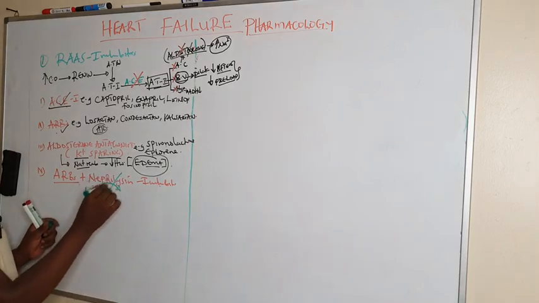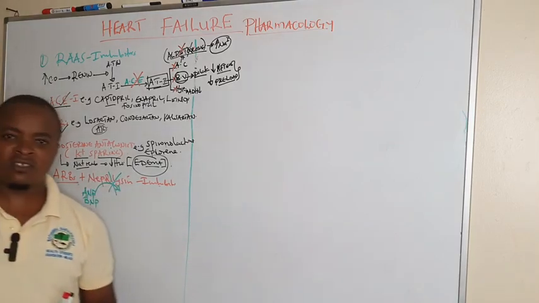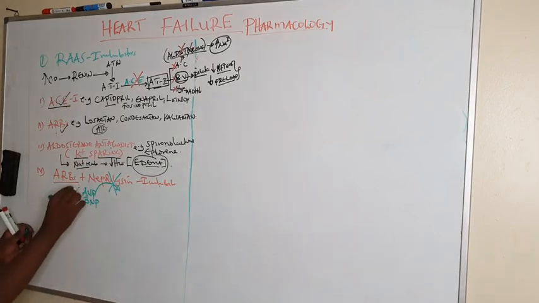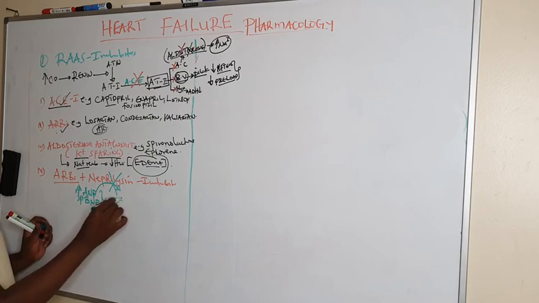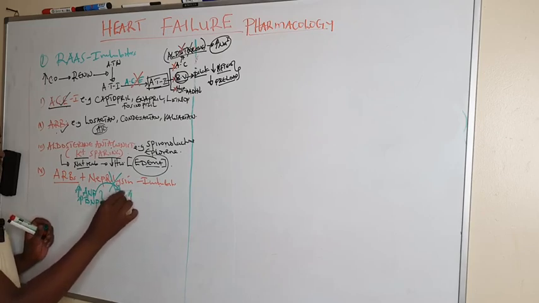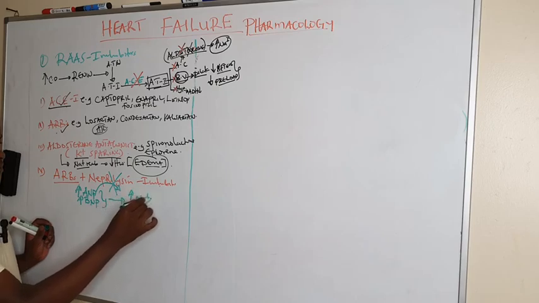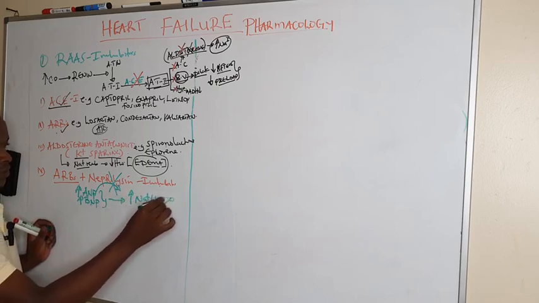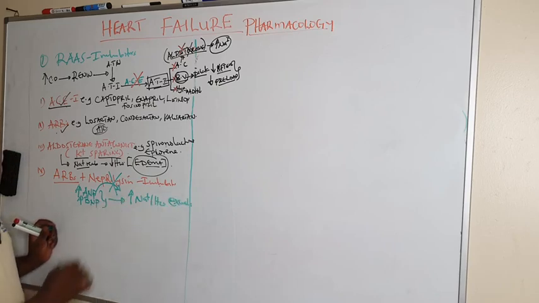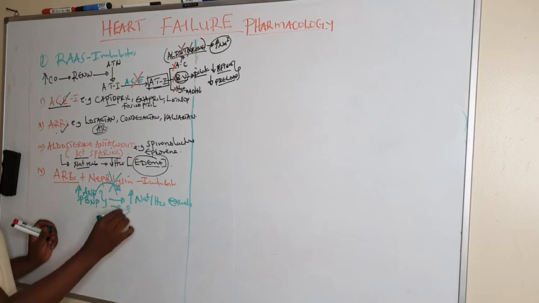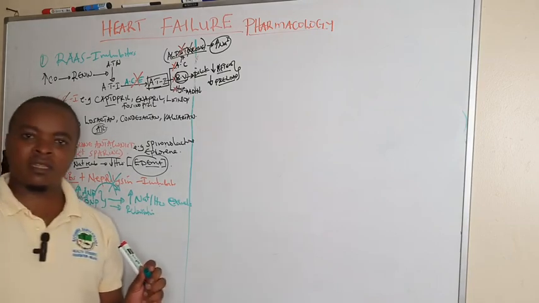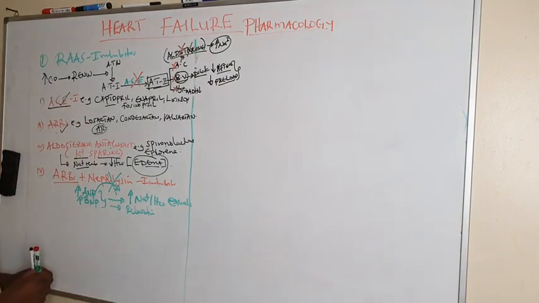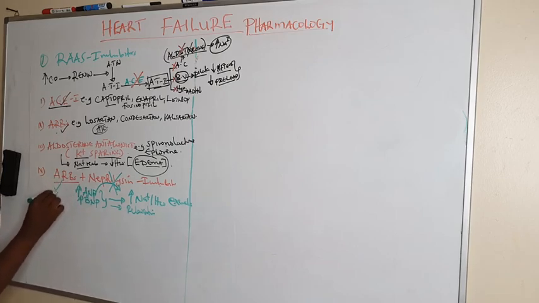So if I inhibit the neprilysin enzyme, I increase levels of these vasoactive substances, that is ANP and BNP. ANP and BNP are responsible for increasing sodium and water excretion. They are also responsible for relaxation of both the myocardium and the blood vessels. So this drug, we can use it together with valsartan.